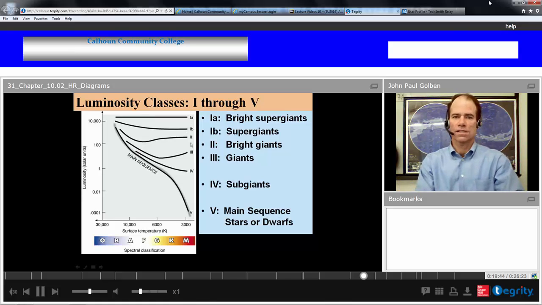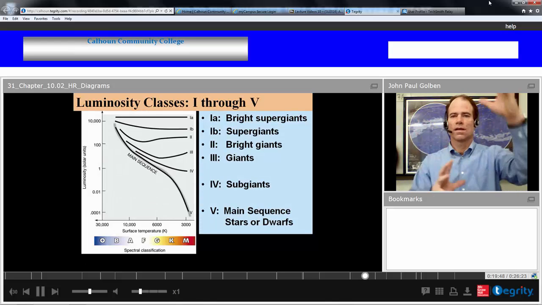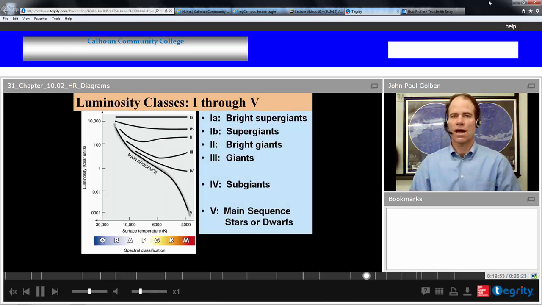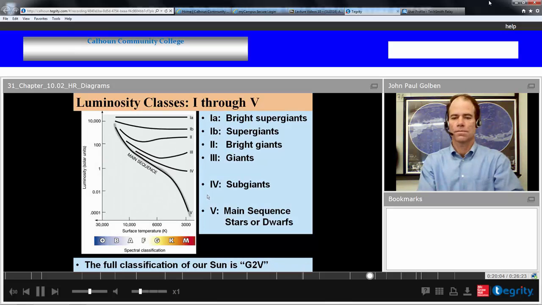So we have all these classes, 1A, 1B, 2, 3, 4, 5, basically designated by the width of the spectral lines, and determining these luminosity classes also helps determine the size of these stars. The full classification of our own Sun then is G2, luminosity class 5, or Roman numeral V: G2V.